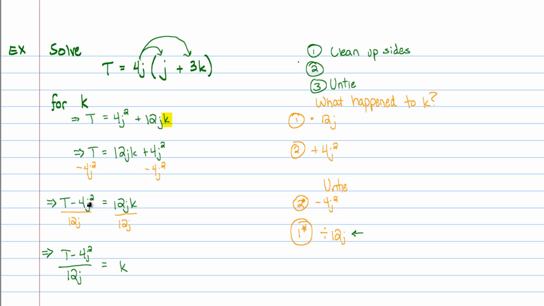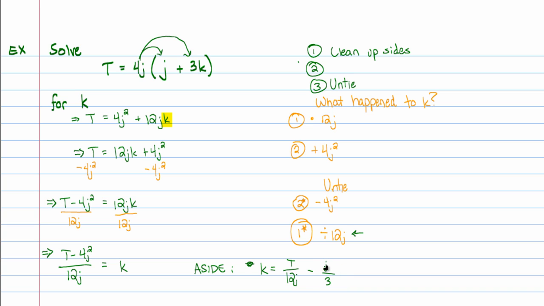Another thing that some people might do, they might ask, well, when I did this, I got k is equal to t over 12j minus j over 3.